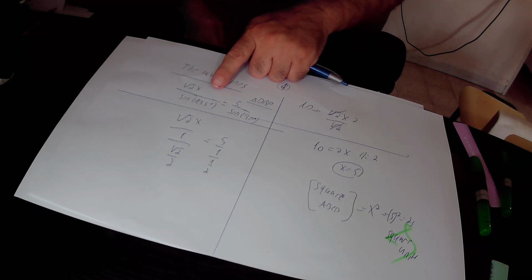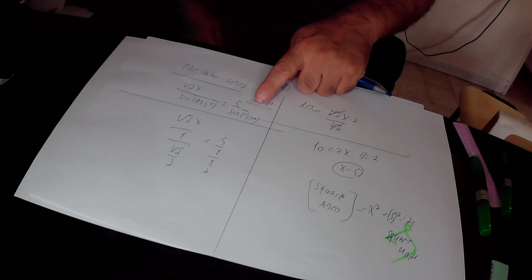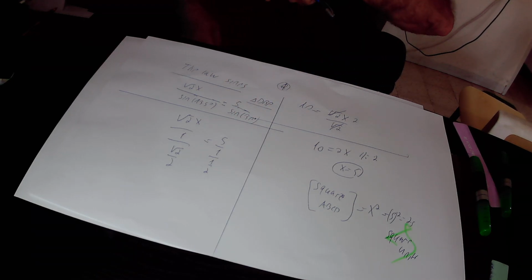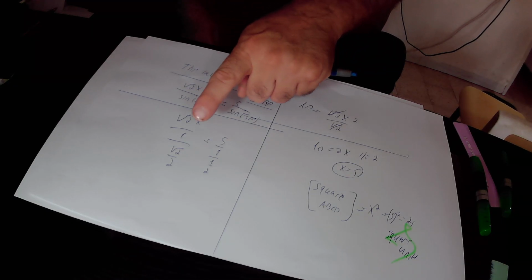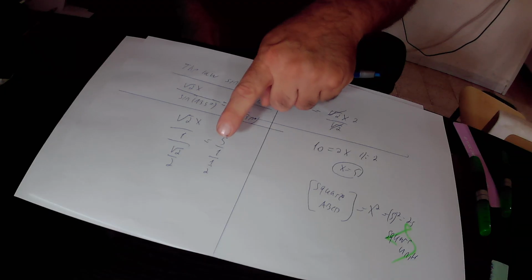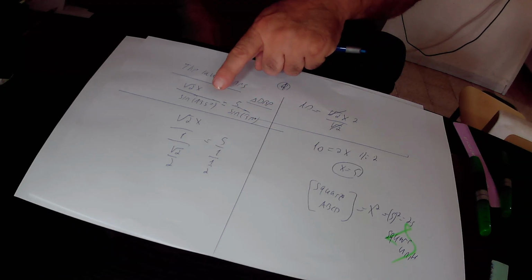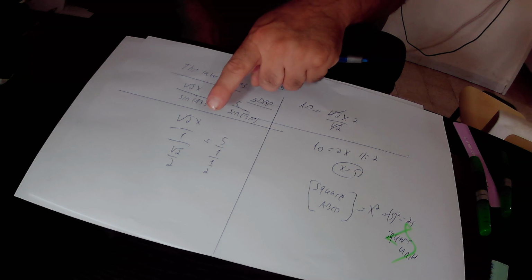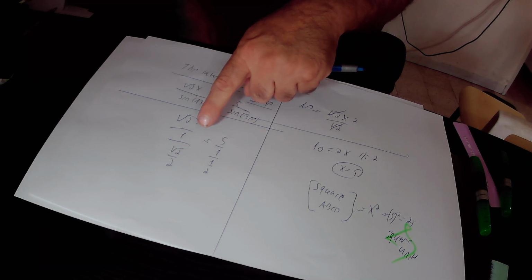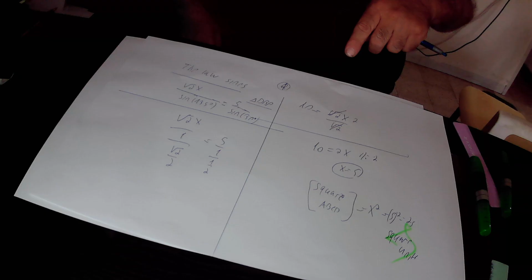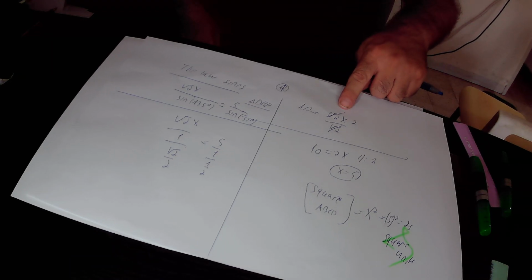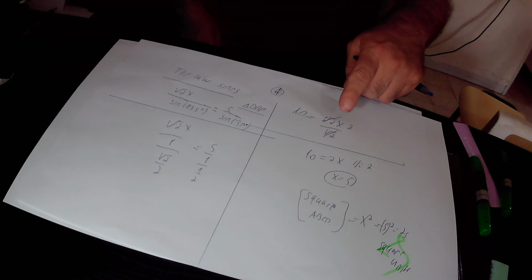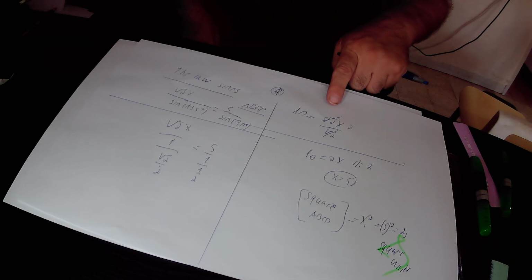Sine 135 degrees is square root of 2 over 2. Sine 30 degrees is 1/2. So in total, square root of 2 times x over square root of 2 over 2 equals 5 over 1/2. 5 over 1/2 is 10, so this expression equals 10, and moving the 2 to the numerator, we get that 10 equals the square root of 2 times x times 2 over square root of 2. We have square root of 2 in the numerator and in the denominator, so the square root of 2 gets cancelled, and left only is 2x on this side of the equation.